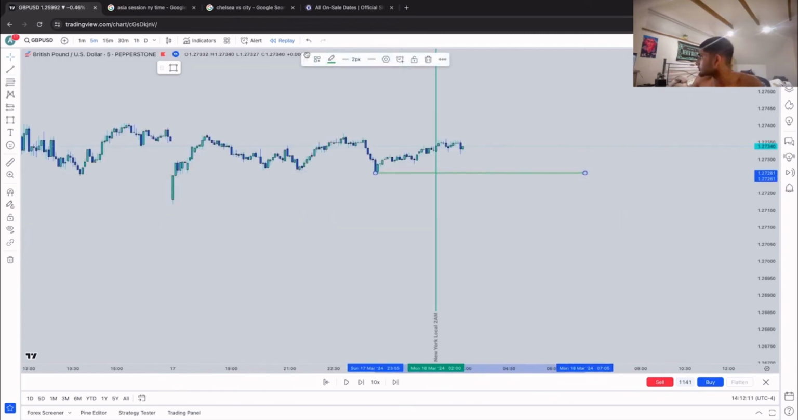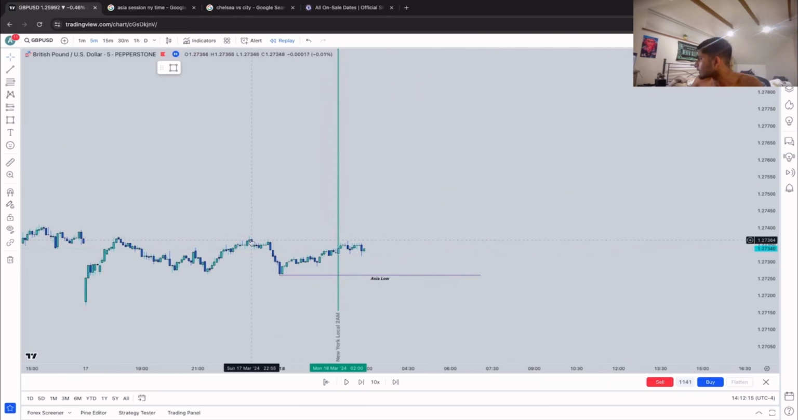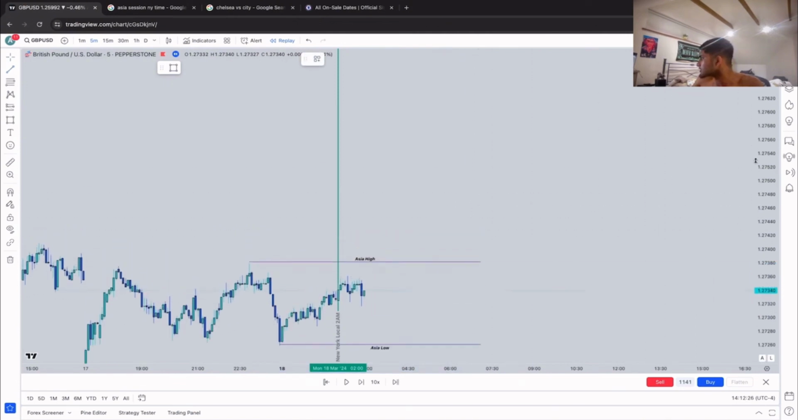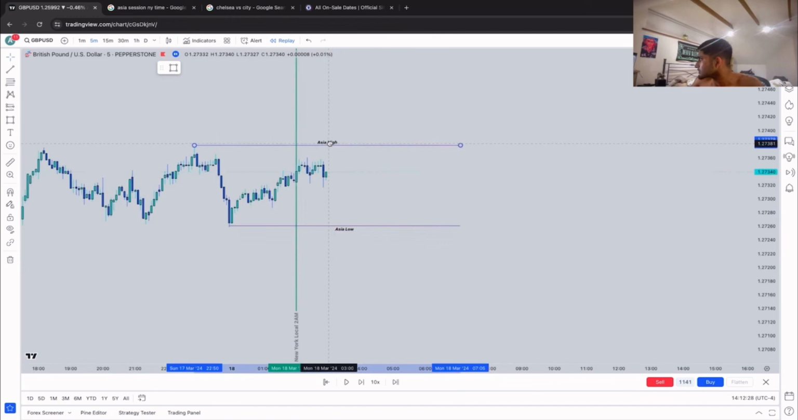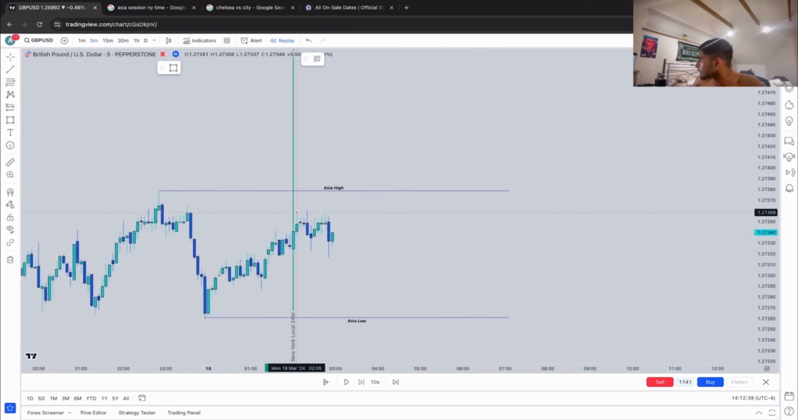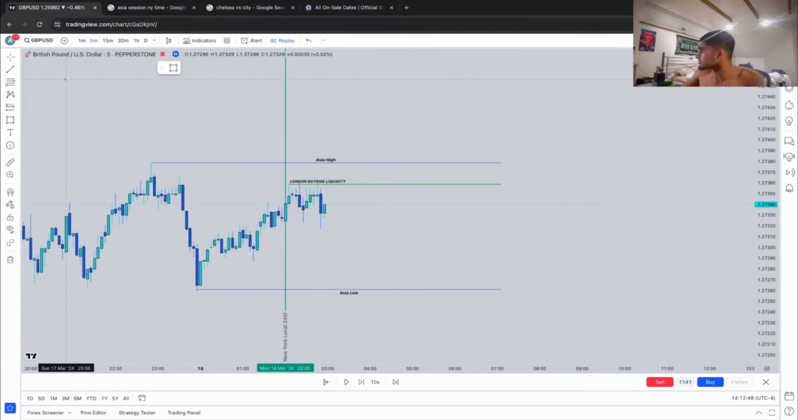Right here we have our Asia low, so we can point that out, and then we also have our Asia high right here. We use this for the 5-minute time frame. I find this is the best time frame to find your liquidity levels, the highs, the lows. And now from 2 AM to what is now 3 AM, our buy side liquidity, that is our London buy side. And then our sell side liquidity.